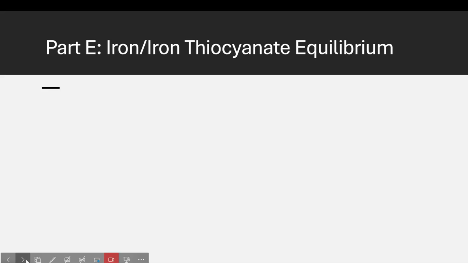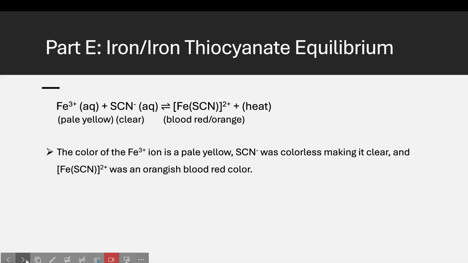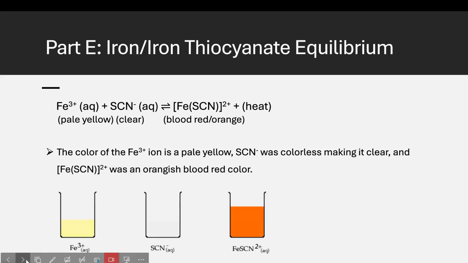Part E was the second part of the experiment that we are going to acknowledge. It is represented by the equation on the screen, which is Fe3+ aqueous plus SCN negative at equilibrium with FeSCN2+, aka iron thiocyanate, and we had heat as a product. The colors of this experiment: the Fe3+ is a pale yellow and it's clear. The SCN is also clear, but no coloration. And then the combined FeSCN2+ is supposed to be an orange, but in our case was more of a blood red. And then you can see that in these pictures here.